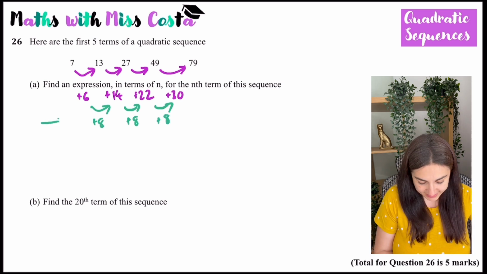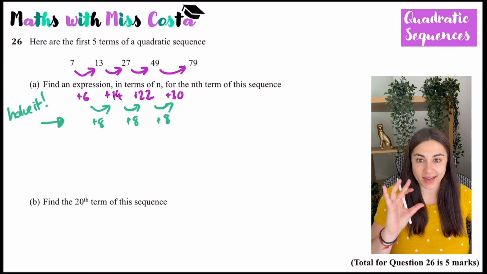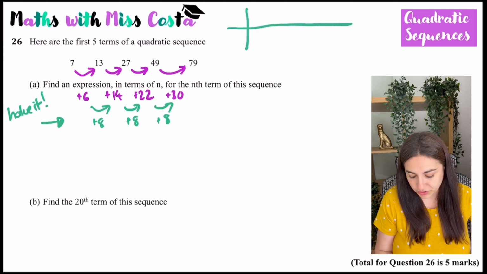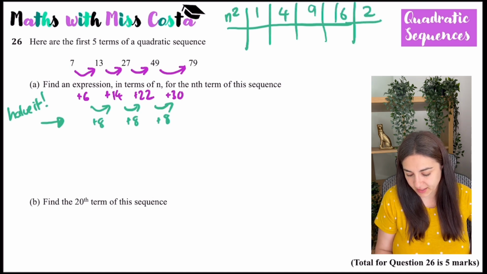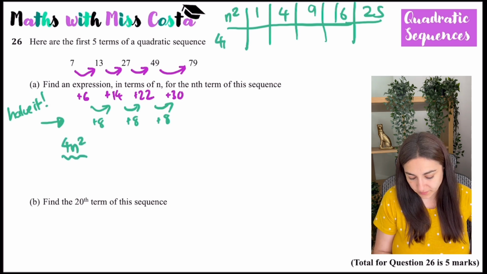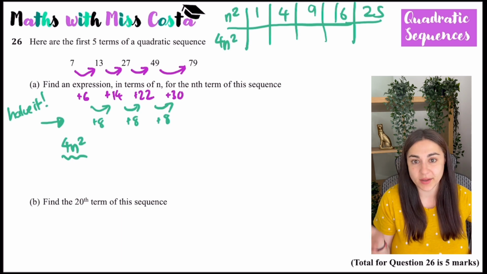Now, whatever the second difference is, halve it. And then that tells you what n squared the sequence is going up in. So it might be useful to just remind yourself of what the square numbers are. So it's 1, 4, 9, 16, 25. So this sequence is going up in the 4n squared times tables. So it's just helpful to write it out. So if n squared is 1, 4n squared would be 4.